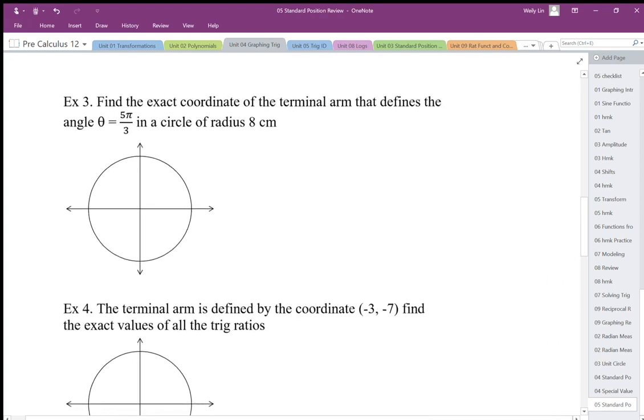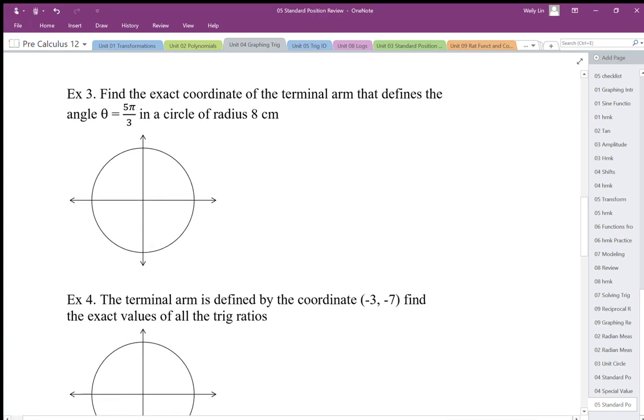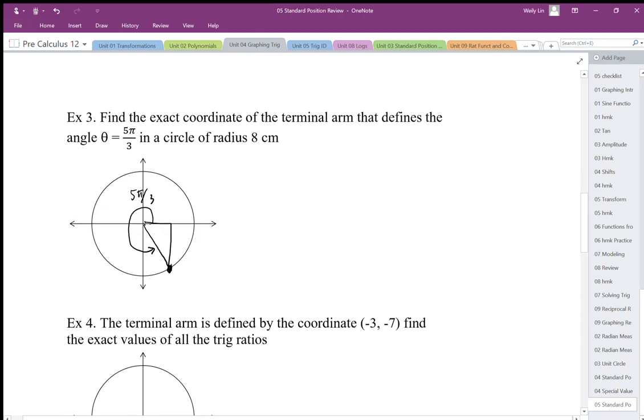So the exact coordinate of this position, okay, we need to again recognize that it is a special angle. We need to know where it's located in the circle. So 5 pi over 3 is the long side vertical angle in quadrant 4. Okay, so that's going to be 5 pi over 3 over here. Okay, so that's going to give us this reference triangle, and it says it's a radius of 8.